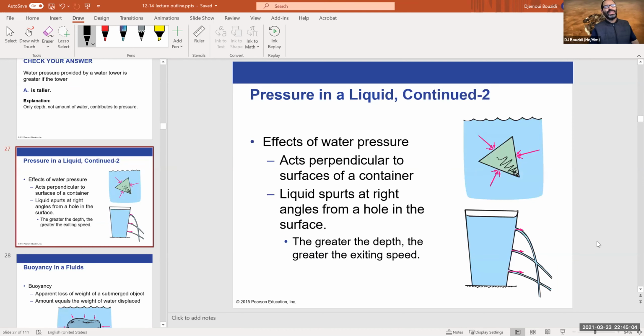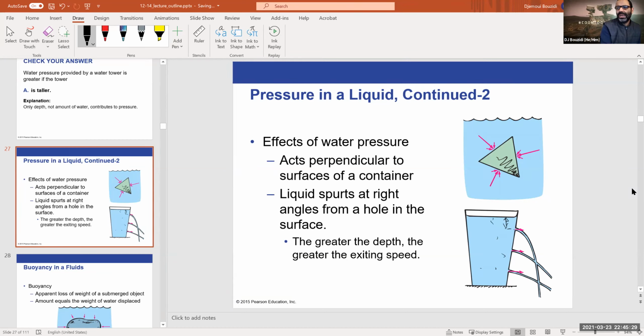This is another idea of why the depth matters. An object in this case at this level has less pressure because this is how much weight it has to overcome, versus this point in here, which has this much weight on it. So the fluid that comes out here will come with a higher velocity because it comes with a higher pressure than the fluid in here.